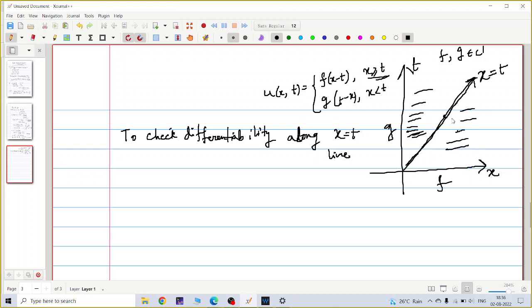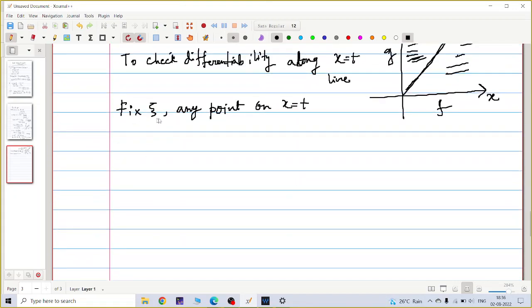So I will fix any point xi on that line, the x equal to t line. Now I want to check differentiability, that is, I want to check C1, continuously differentiable. Its derivative is continuous or not.